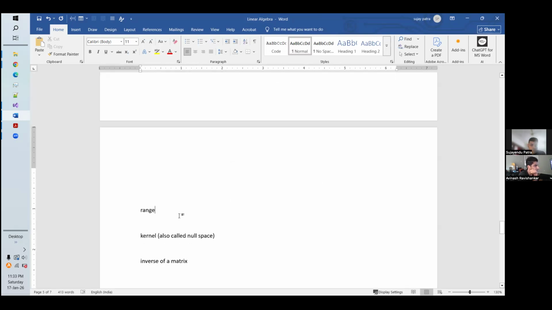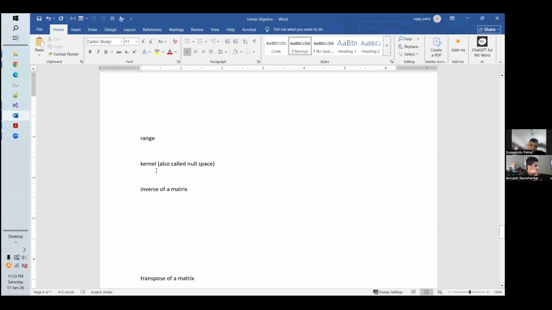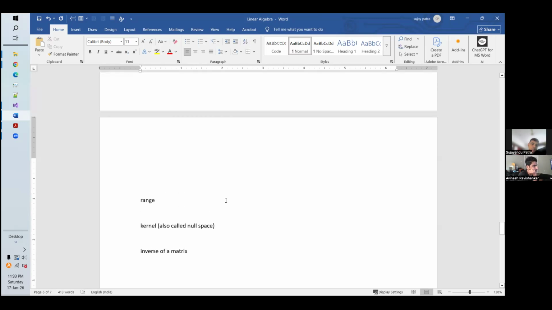Let's move on to a couple of other topics. First we'll do range, kernel, and inversion matrix. These three are very related, so I've just put them together one by one. Let's see what these are.